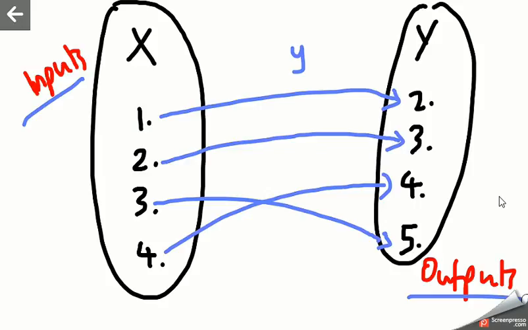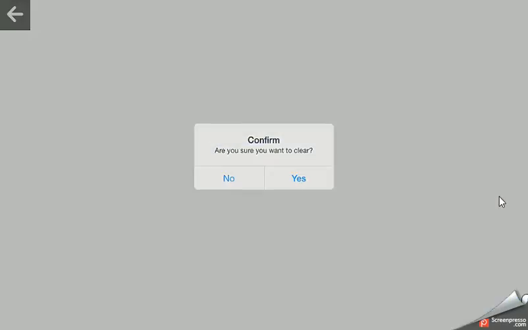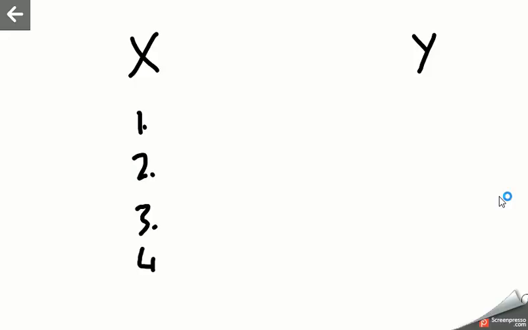That's an example of one. Let's do another one. So we're going to have a set of inputs x again. In fact, it's going to be the same set of inputs. It's going to be 1, 2, 3, 4, and our set of outputs is going to be the same. Set of outputs y is going to be 2, 3, 4, and 5.